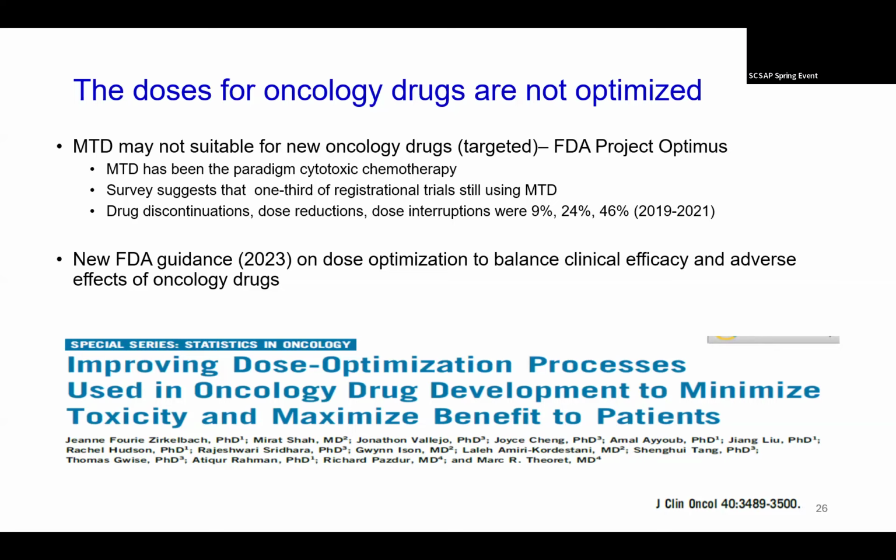So really, from the last year or so, the FDA issued two guidances. One is for oncology: you really need to optimize the dose. MTD no longer applies, and they actually issued two guidances on that, and they have a paper on it. So dose is one of the problems.